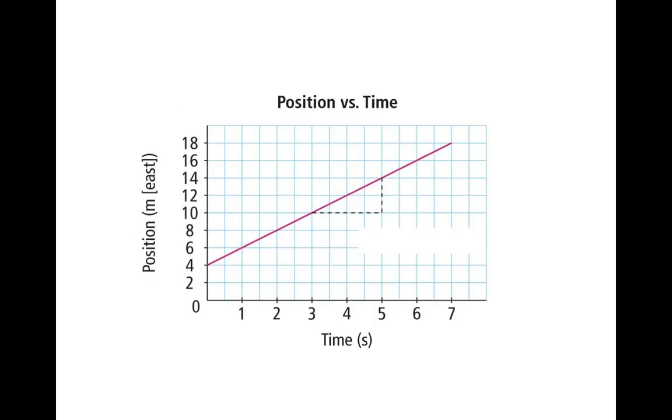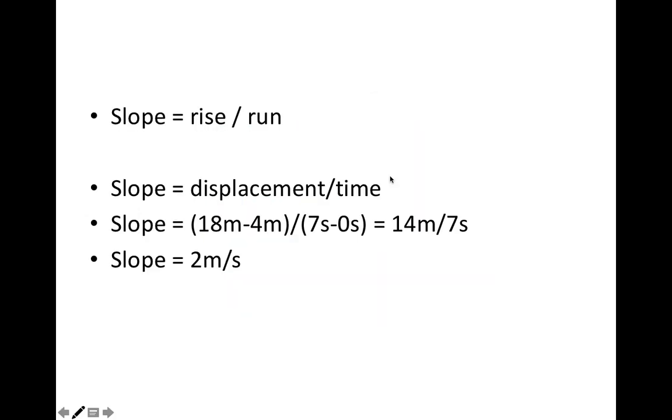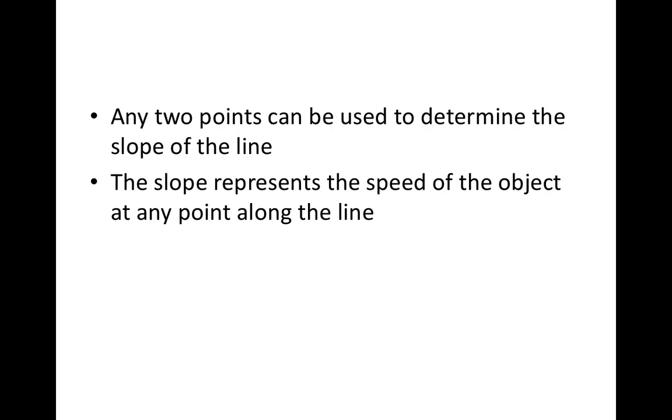So we can calculate the slope of this line. We pick 2 points. So I arbitrarily chose these 2 points here. And slope is equal to 18 minus 4 over 7 minus 0, which equals 14 over 7, which equals 2 meters per second. Any 2 points can be used to determine the slope of the line. The slope represents the speed or velocity of the object at any point along the line.